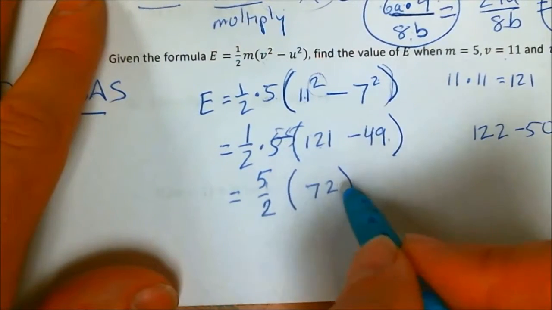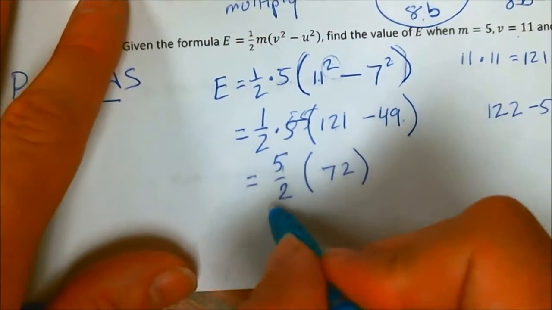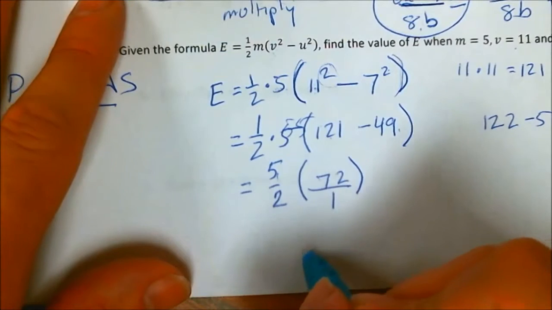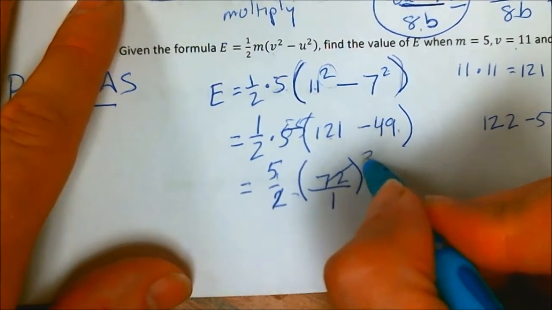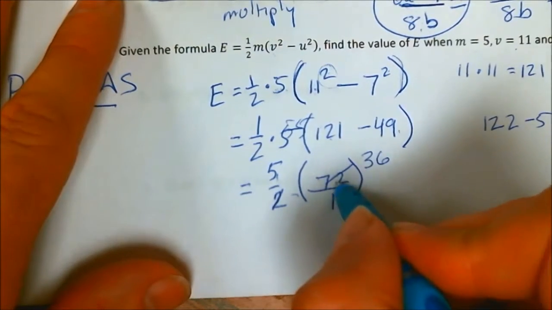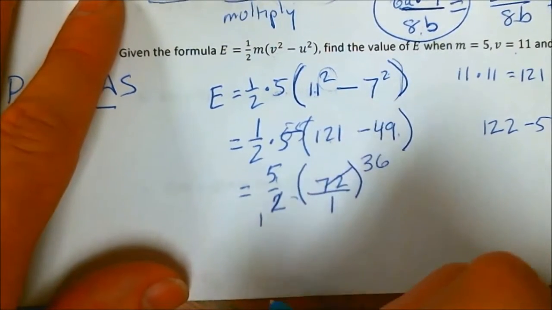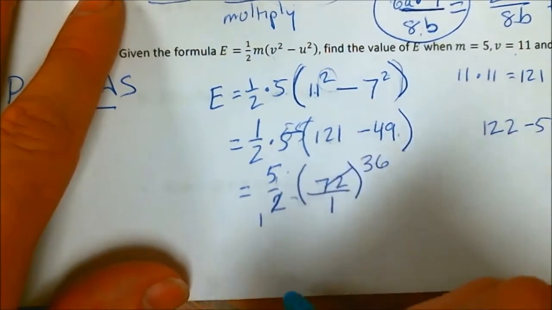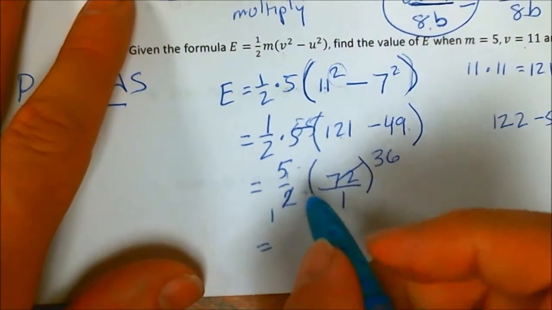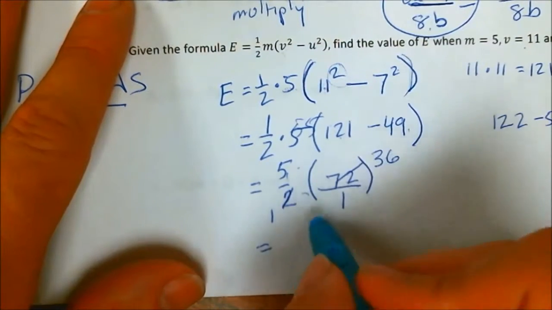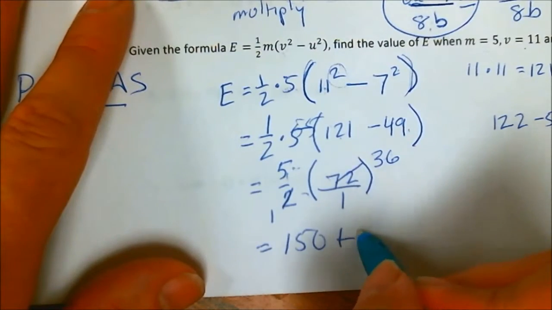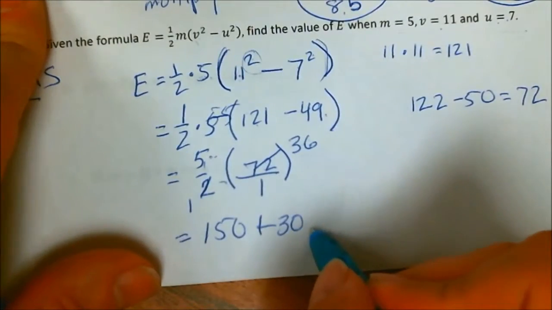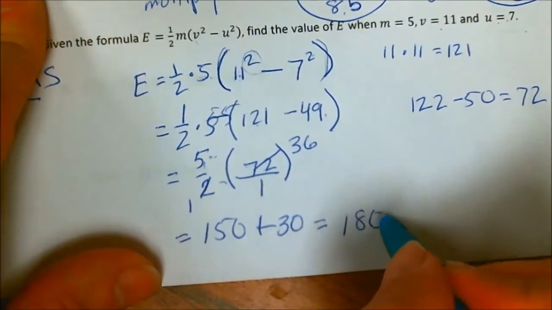Well, 5 halves of 72, well, I can look at that as a multiplication problem. Once again, here's my multiplication of fractions. 2 goes into 72 36 times and goes into 2 once. And then I can just do 5 times 36. 5 times 30 is 150. 5 times 6 is 30. 150 plus 30 is 180.